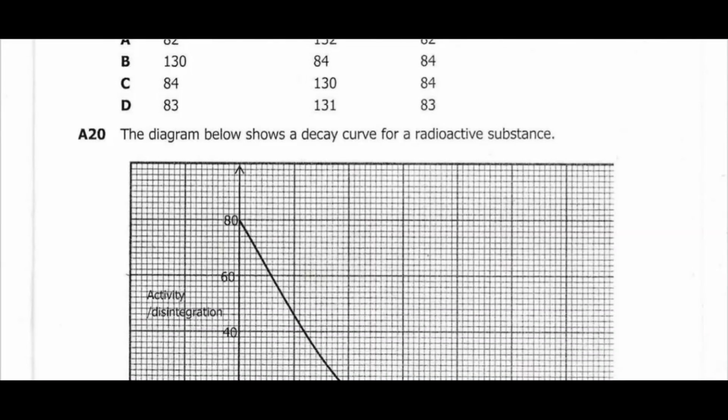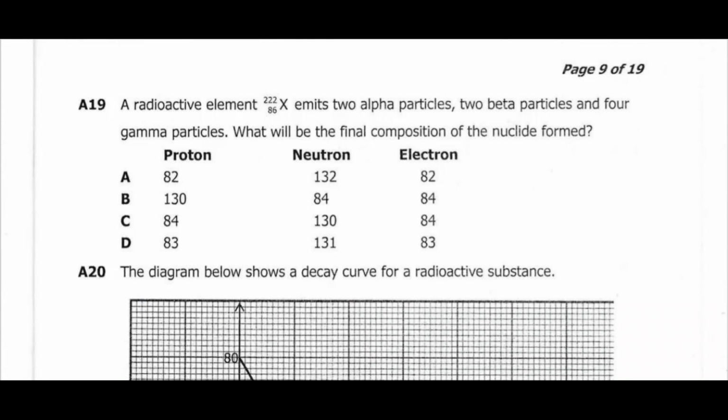Okay, so now we move on to question 19. A radioactive element with atomic number 86 and mass number 222 emits 2 alpha particles, 2 beta particles, and 4 gamma particles. What will be the final composition of the nuclide formed? Let's look at the first emission of 2 alpha. We have X, 222, 86. When an element emits alpha, the mass number reduces by 4 units.